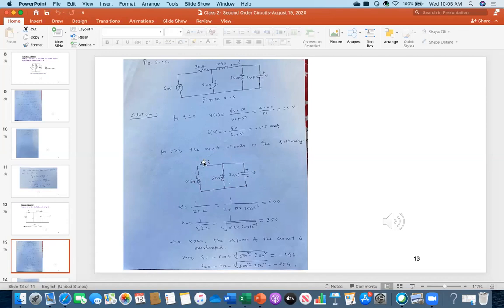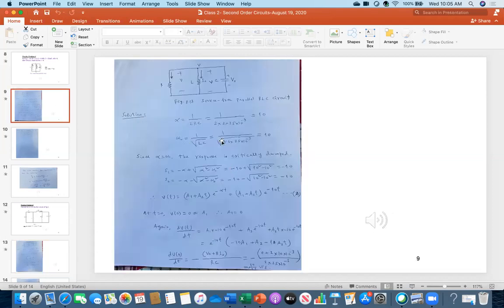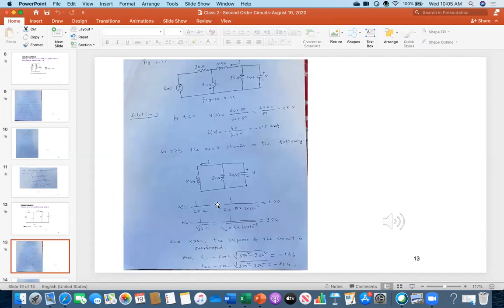Unless you can make this form, you are not able to choose which equation to use, because there are three conditions: overdamped, underdamped, and critically damped. Now you are in shape. Now find alpha and omega naught, in a similar way to what we did in the first problem. I got alpha 500, but omega naught 354. Clearly alpha is greater than omega naught, so the response will be overdamped.